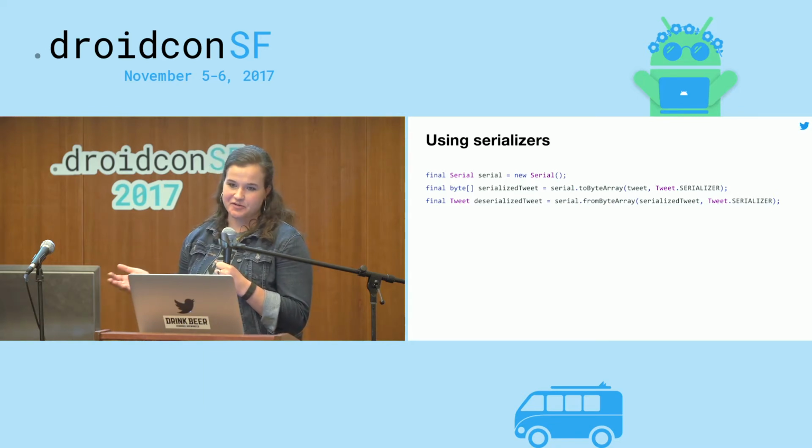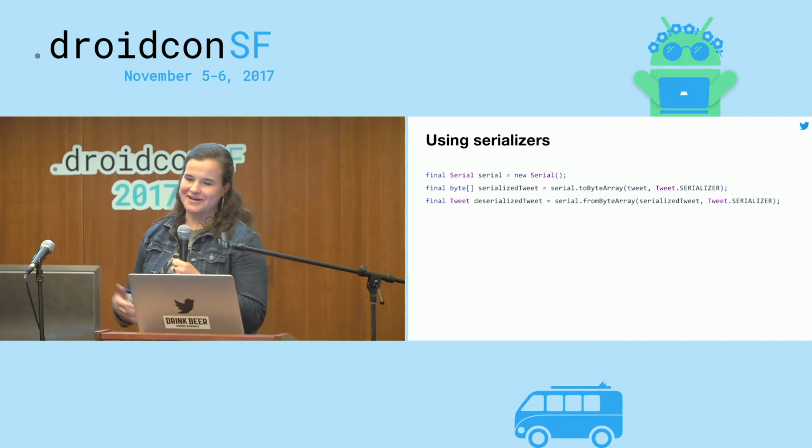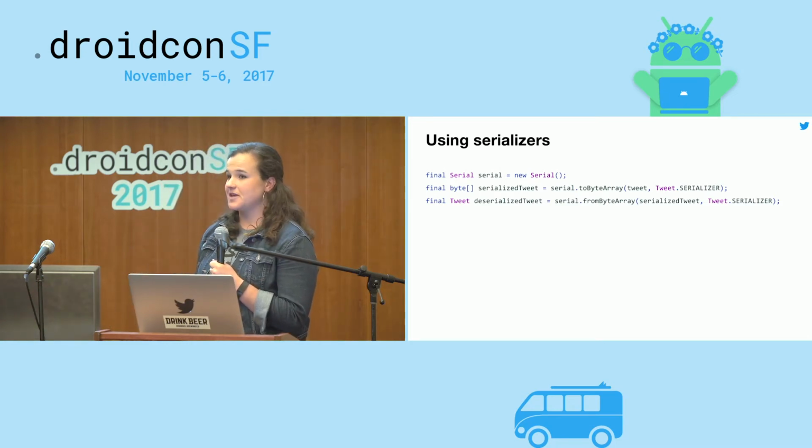So if you're a developer using this, it's pretty much what you need to know, that you have the serial object, you can call to and from byte array on it. But for the purposes of this talk, to explain to you why this actually works, I'm going to go into a little bit of detail of what the streams actually look like.